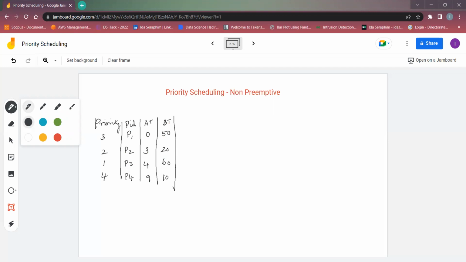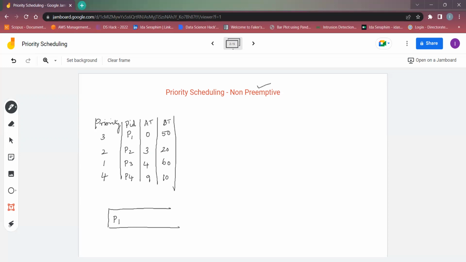Once you have all these things, the first thing is you have to draw the Gantt chart. So we'll start drawing the Gantt chart. As you see, the first process to come in at the 0th millisecond is P1. P1 is arriving at the 0th millisecond. Here check the mode. The mode is non-preemptive. That means once a process comes in, even though the next process has a higher priority, it has to wait because it is working in non-preemptive mode.